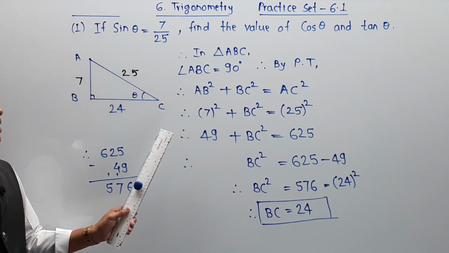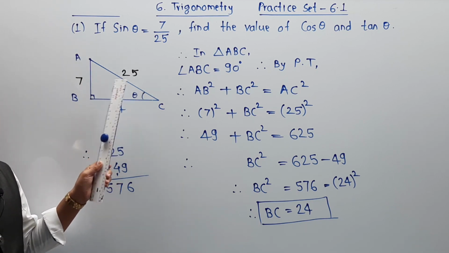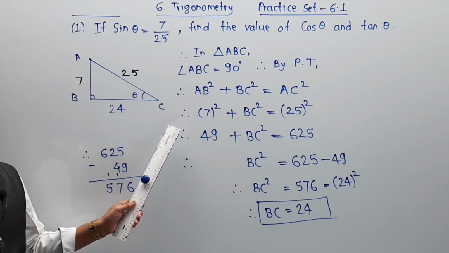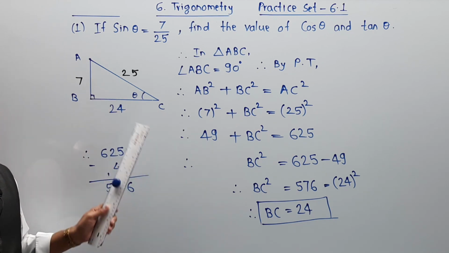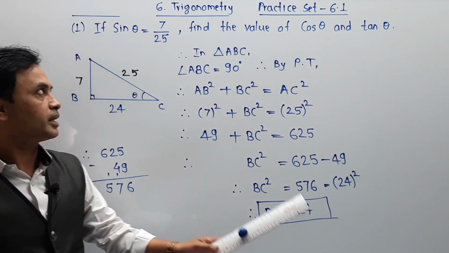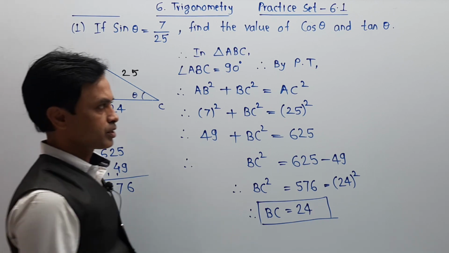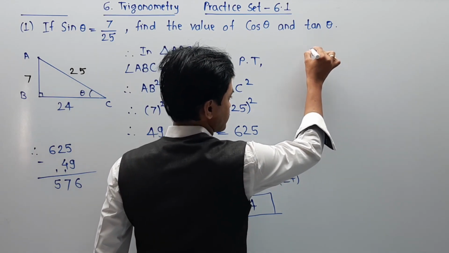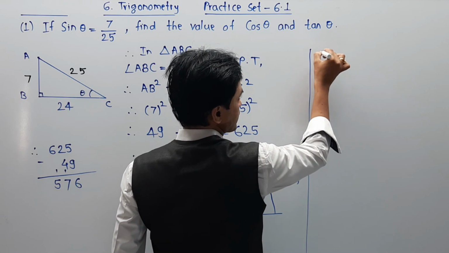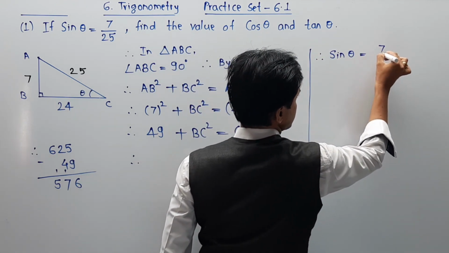Now you can simply see that we already have AB, we already have AC as 25, and now we have calculated BC as 24. All three values are available. Now you can simply write cos theta and tan theta. They have already given sin theta, and I am going to write all three values once again. First, the given value sin theta, that is nothing but 7 upon 25.